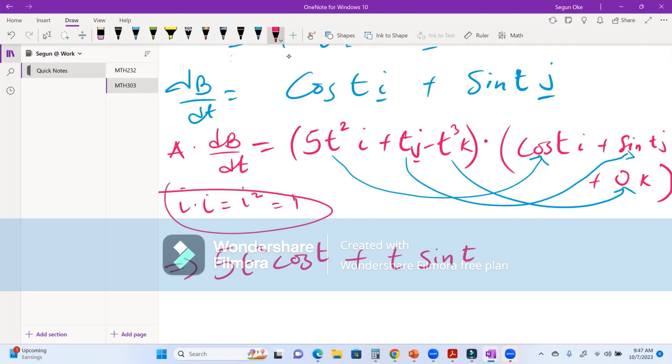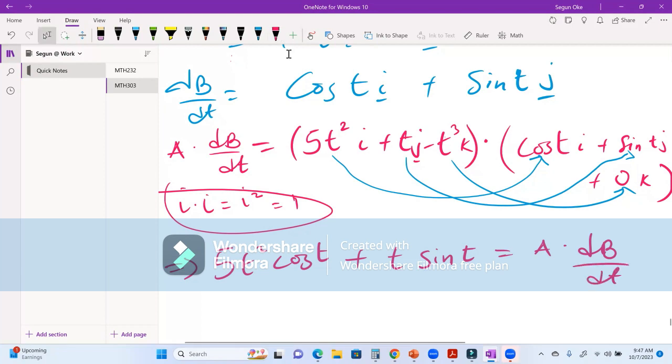You said, sir? What do you have? Minus t raised to the power of 3 times 0k. Will it be 0? Yes, sir, it will be 0. Thank you. So we don't need to put the 0k because we know that one has gone. So this is our A dot B'(t) dt.